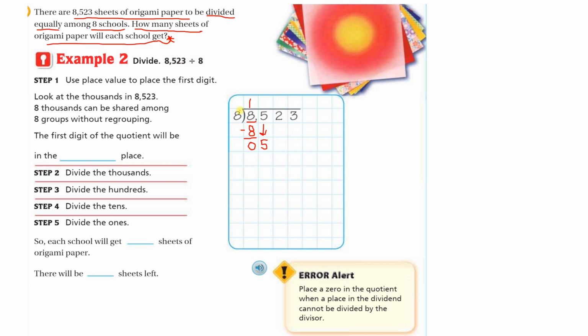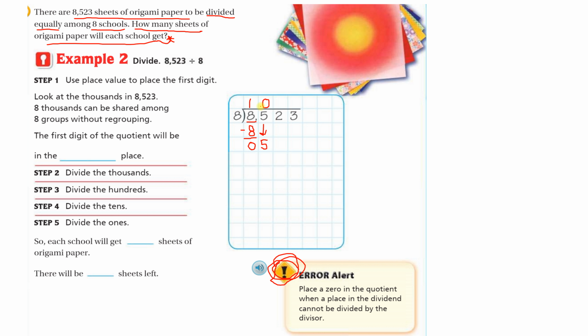Okay. 8 goes into 5. Oh, 8's bigger than 5. So remember, this is a common error. It goes in 0 times. It even says place a 0 in the quotient when the place in the dividend cannot be divided by the divisor. See, they even said, hey, we know this is a common error too. So 8 goes into 5 0 times. Can't go in at all. It goes 0 times, which is okay.